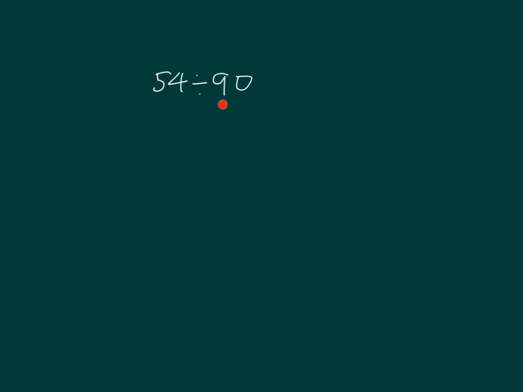I do recognize that this ends with a 0, so we are dividing by 10. But then we're also dividing by 9. So we can rewrite it as 54 divided by 10 divided by 9. 54 divided by 10 is equal to 5.4. And then we're dividing 5 4/10 by 9. And when we divide 5 4/10 by 9, we get 6/10.